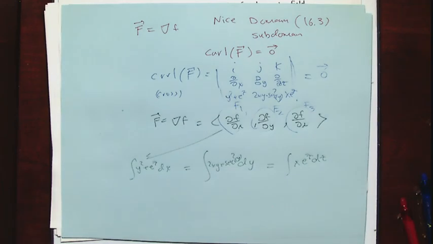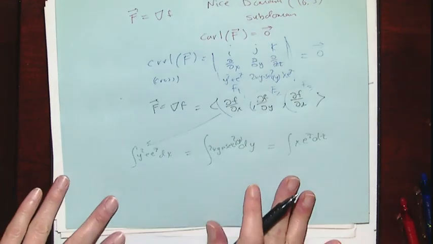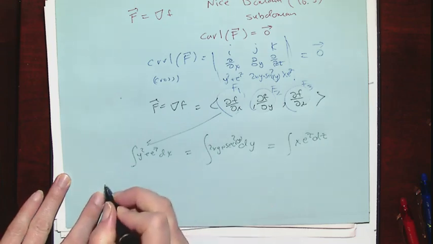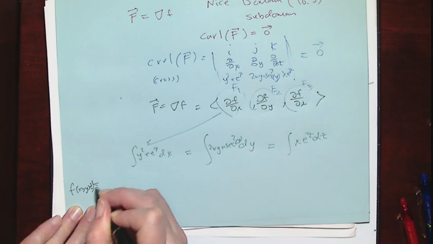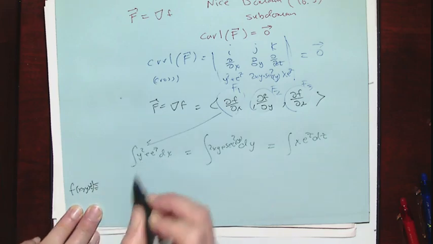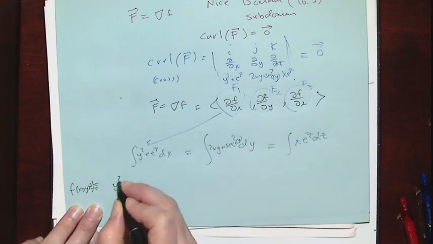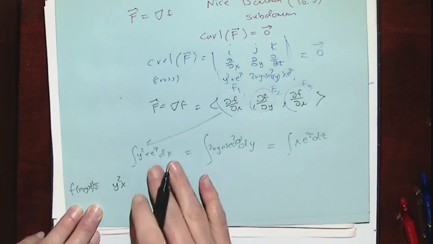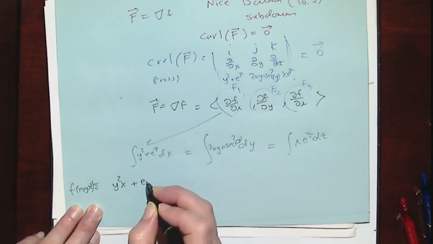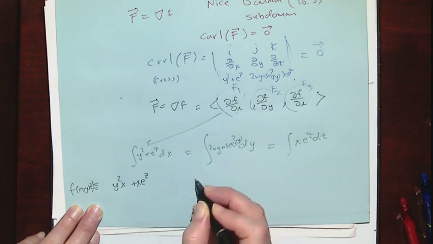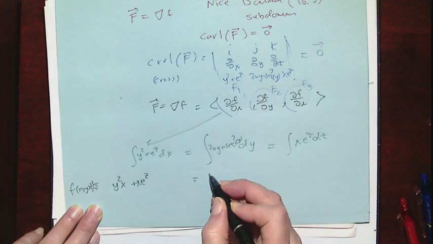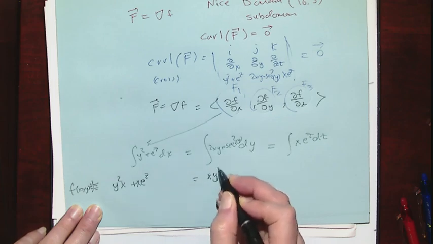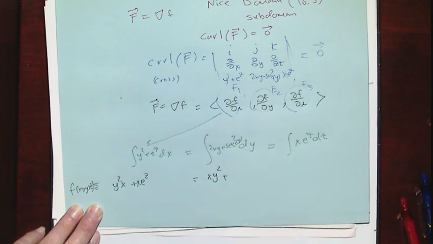Now, the next step is important. Please pay attention here. When I take the antiderivative with respect to x, what do I get? F of x, y, and z equal to, which is the potential. The antiderivative of y squared is y squared times x. E to the z is e to the z times x. I'm going to leave a little bit of space. Now, the antiderivative of that is x y squared plus, what's the antiderivative of secant squared of y with respect to y?